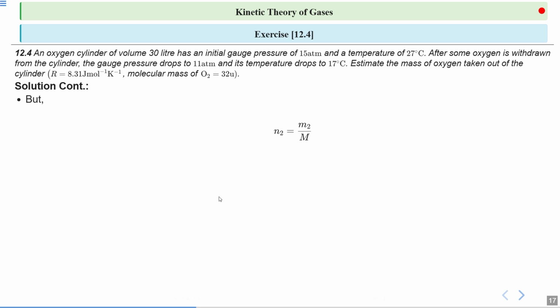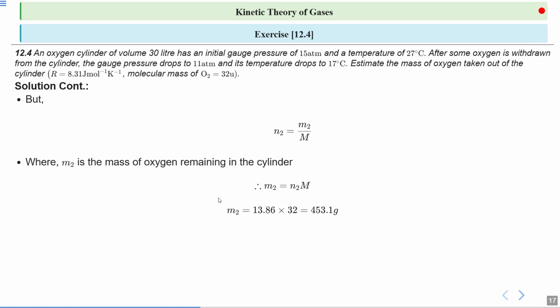To find the oxygen remaining, we start by expressing the number of moles N2 in terms of mass and molar mass. Here N2 equals the mass of remaining oxygen divided by its molar mass M. Now let's clarify that M2 represents the mass of oxygen that remains in the cylinder after some has been withdrawn. So we can express M2 as N2 times M.